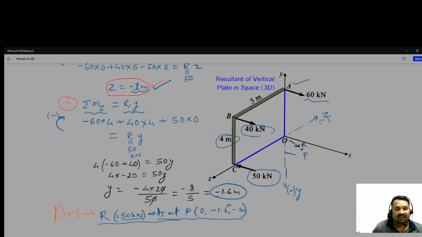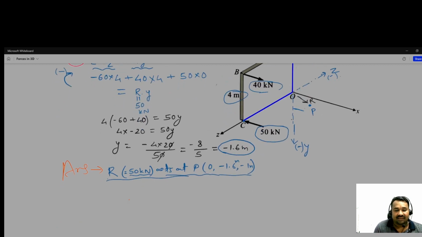This we solved by using the scalar method. So we opted for the scalar method. In this way we have done.